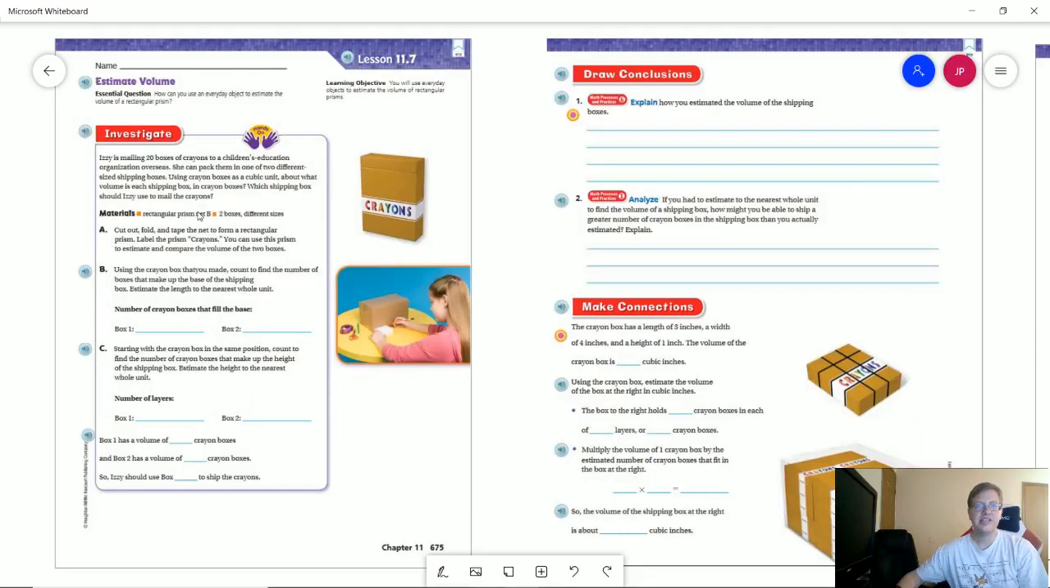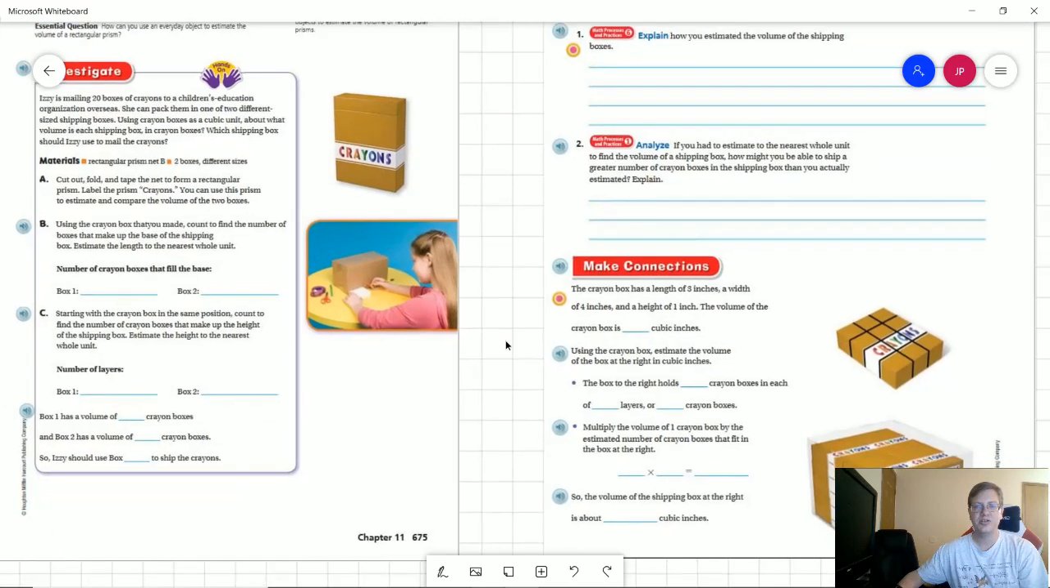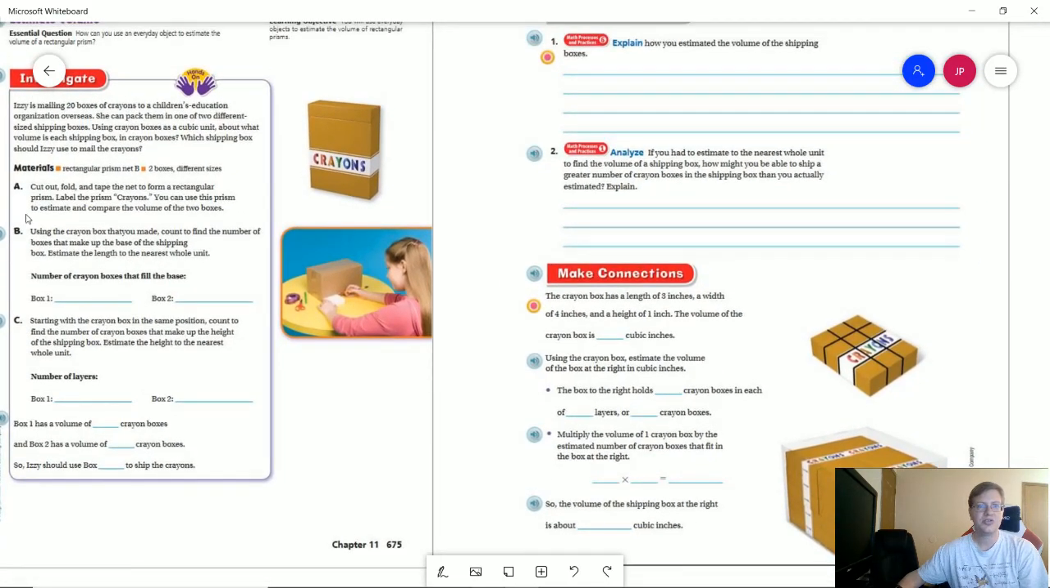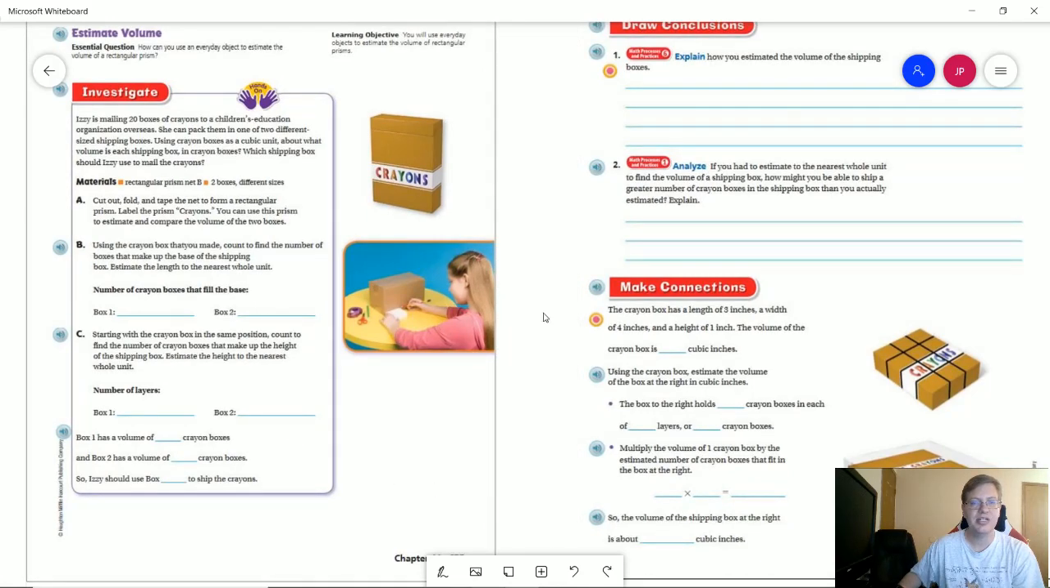So to begin with, we had an investigate problem where they wanted us to use a couple boxes and try to figure out what the bottom layer would be if we had crayon boxes, and then figure out how many layers might work to get 20 boxes. So I don't have a way to really recreate that. It would be tricky to do that even in my classroom, especially since the book doesn't provide the specific area net that I would need, or the online book doesn't, to be able to practice that.